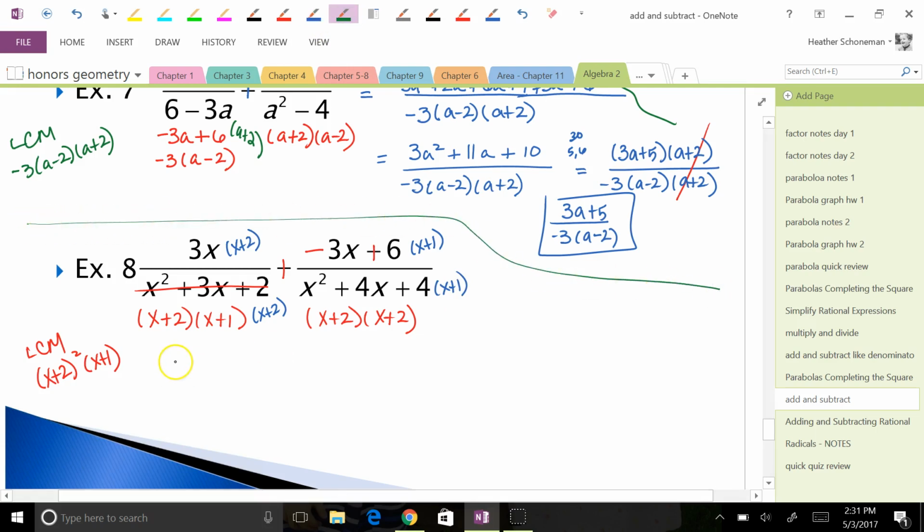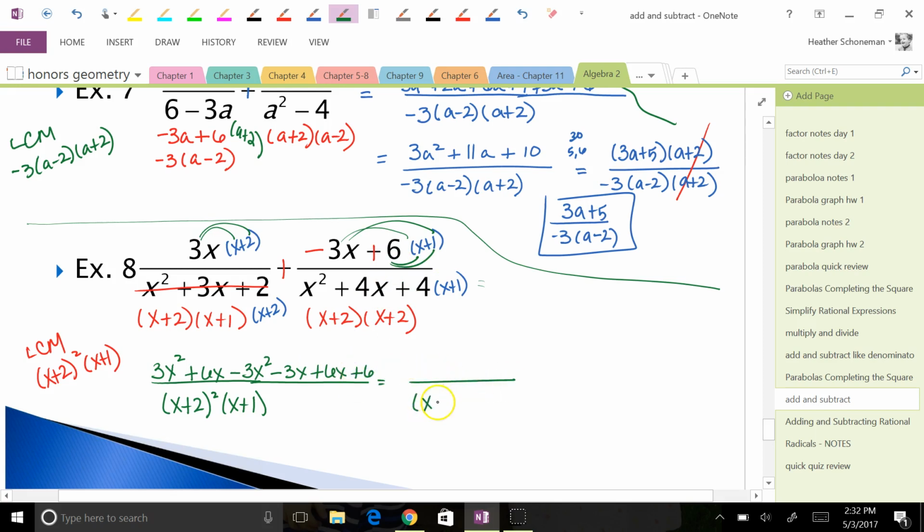I'm going to do my work continuing down here at the bottom. So my least common multiple is my denominator, x plus 2 squared times x plus 1. Now let's see if we can figure out the numerator. So that's going to be 3x squared plus 6x. Then over here, negative 3x times x would be negative 3x squared. Negative 3x times 1 would be negative 3x. 6 times x would be 6x. 6 times 1 would be 6.